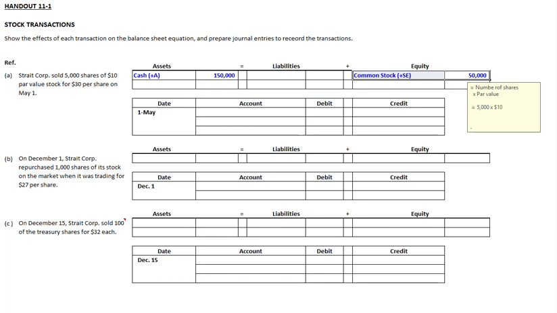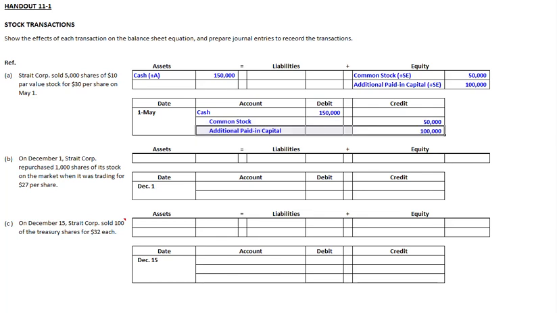Of course, debits don't equal credits, so we will also record an increase in what we refer to as additional paid-in capital. In terms of our journal entries, we increase cash with a debit to cash, and we're going to increase equity accounts common stock with a credit of $50,000 and additional paid-in capital with a credit of $100,000.